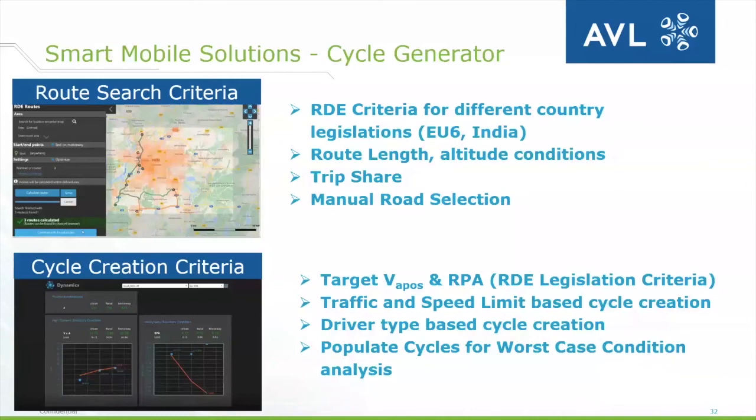Besides that, we can also utilize the physical phenomenon like the traffic information or the road attributes to create a cycle. In this case, the RDE legislation criteria will be resulted out of the cycle creation process. In this case, the driver types can also be utilized. But the tool is not only designed to make a synthetic cycle creation and then utilize it at the testbed. Directly in the tool, the user can create multiple cycles in order to identify the worst case condition.